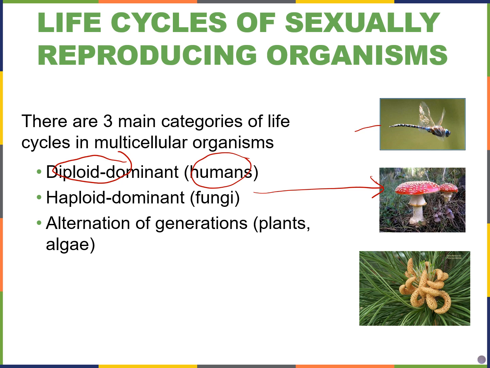For the second one, haploid dominant, when I'm looking at this mushroom over here, the main body structure, these are haploid cells. And some of them go through something called alternation of generations. And we'll see this in some plants and algae, or actually all plants and algae. This is when you have both a diploid dominant stage and a haploid dominant stage.